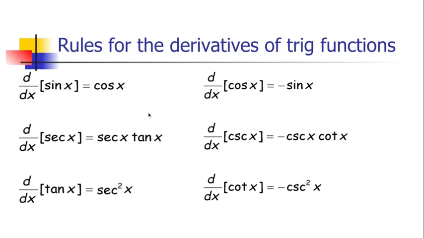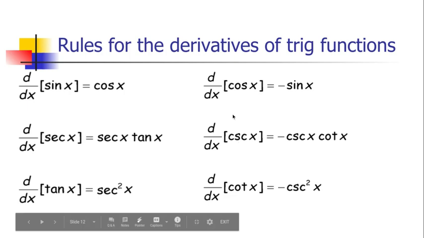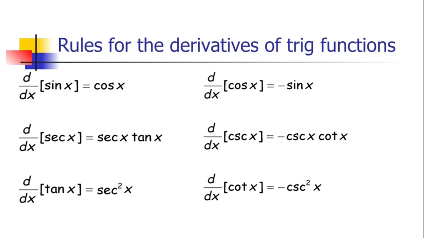And another thing to remember, a trick to remember which ones are negative: if you're taking the derivative of a trig function that begins with c, cosine, cosecant, or cotangent, then the derivative will be negative. If it doesn't begin with a c, those are positive derivatives. So that's just a little trick to remember which ones are negative. Cosine, cosecant, cotangent have negative derivatives. Okay, so let's do a couple more examples.